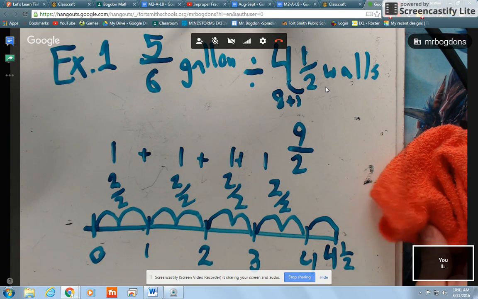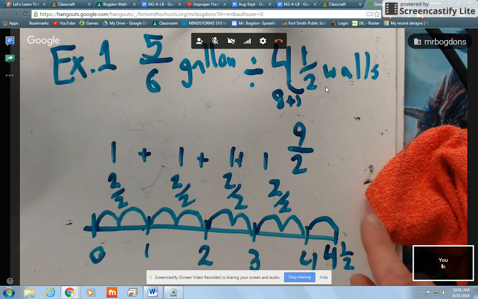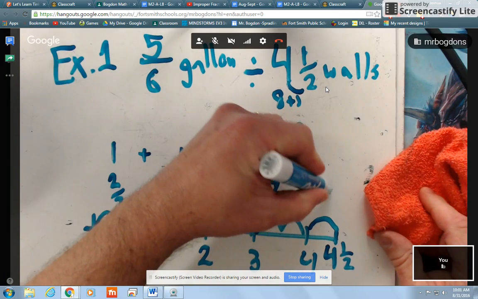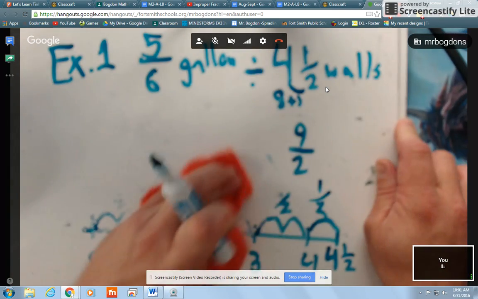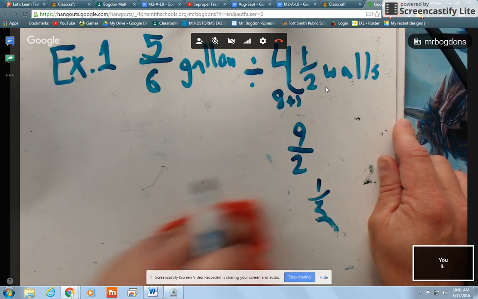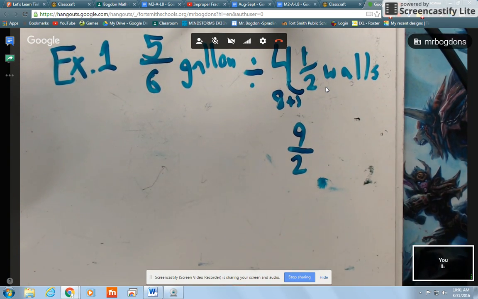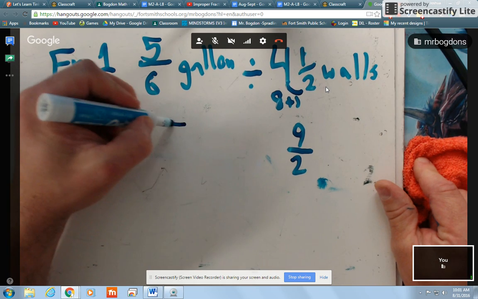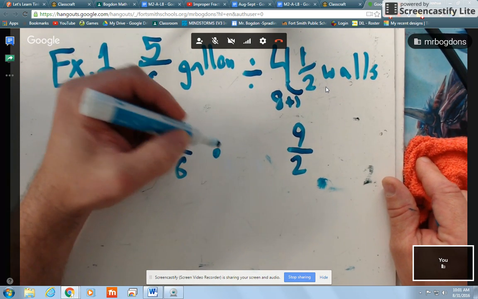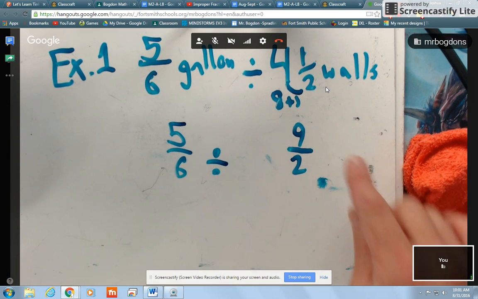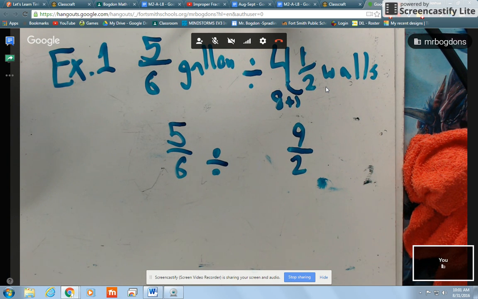So this is just another way of saying why that method works. But Brittany's been kind enough to show us that we now have 9 halves. So now let's just do the math. What is 5/6 divided by 9 halves?